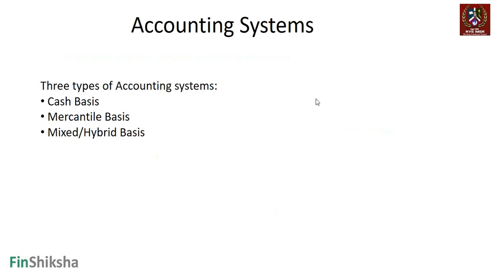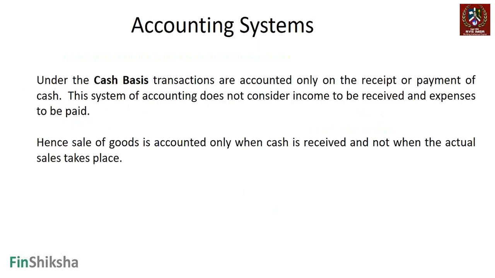So let's begin with the broad kind of accounting systems that exist, and there are three of those. You could have cash-based accounting, you could have mercantile basis accounting, and you could have mixed or hybrid basis accounting. Let's understand each one of these separately. Let's begin with the cash-based accounting. Now, under the cash basis, transactions are only accounted on the receipt or payment of cash. So unless you have received cash, or you have made a payment of cash, you will not account for the transaction.